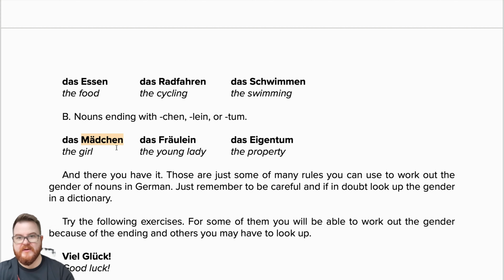Das Mädchen, the girl. Fräulein, a young lady. This word isn't used so much anymore. It's a bit condescending to call a woman Fräulein these days, so best to avoid it, but it's a good example of a word with lein as a suffix. Das Eigentum, the property, ending in tum.